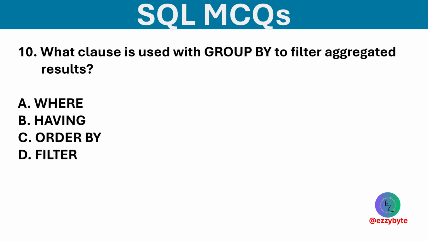What clause is used with group by to filter aggregate results? Options are where, having, order by, and filter. Option B is correct. Having filters grouped data after aggregation, unlike where.